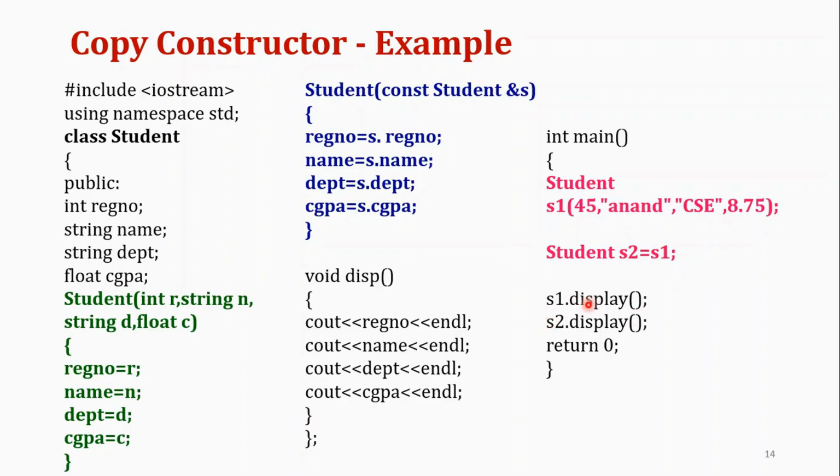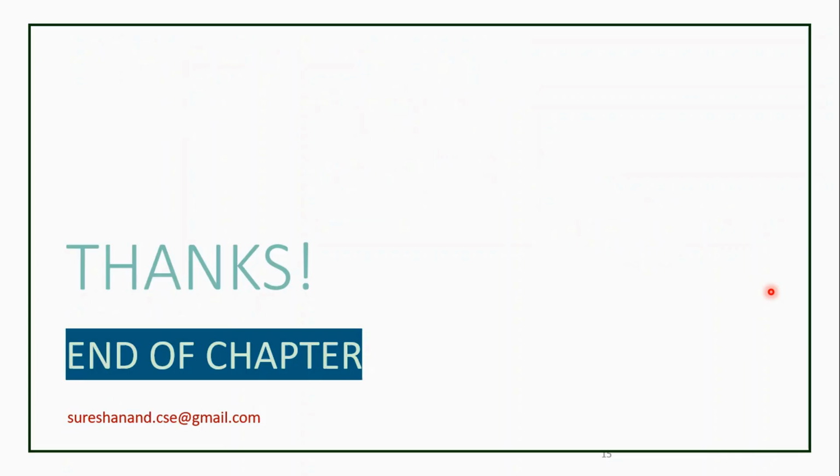And finally, I'm calling S1 display and S2 display. So S1 object values are displayed and S2 object values are displayed. Both are the same because the values are copied from S1 to S2. So this S2 equal to S1 is the line where the copy constructor will be invoked. Okay, so those are the 3 types of constructors in C++.